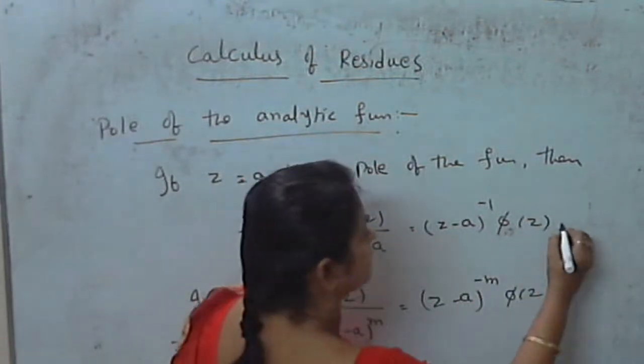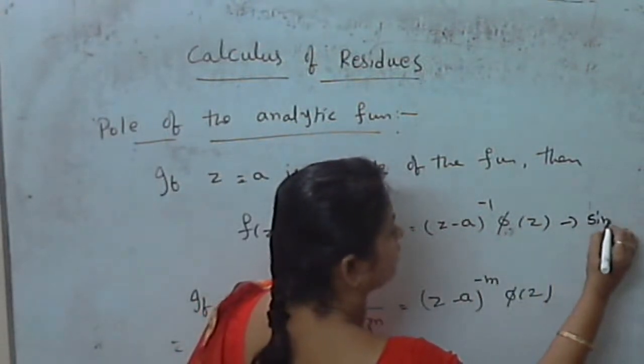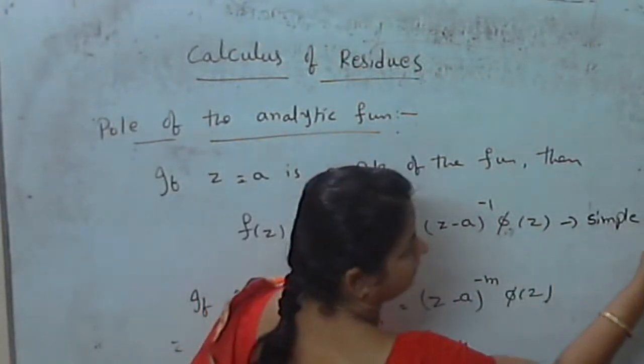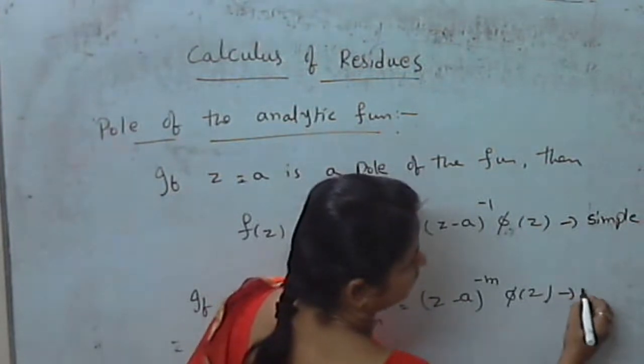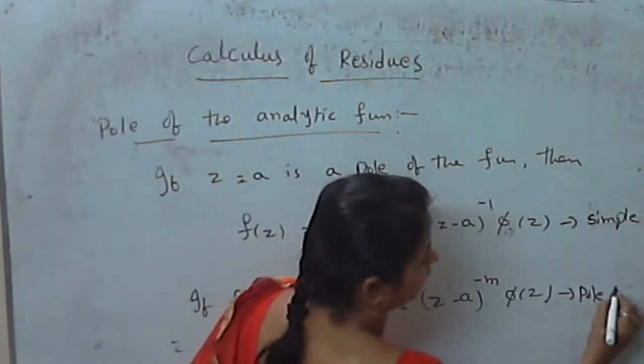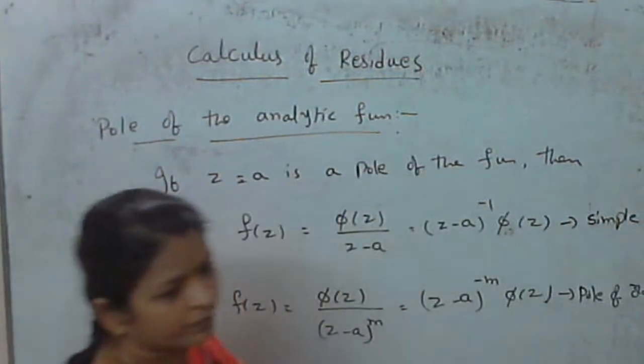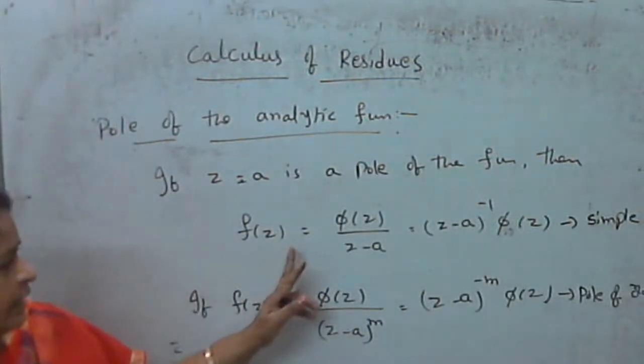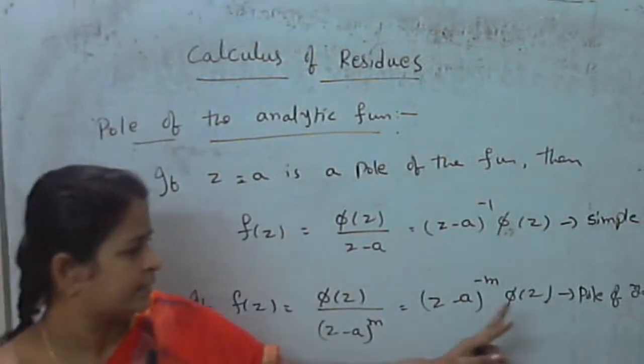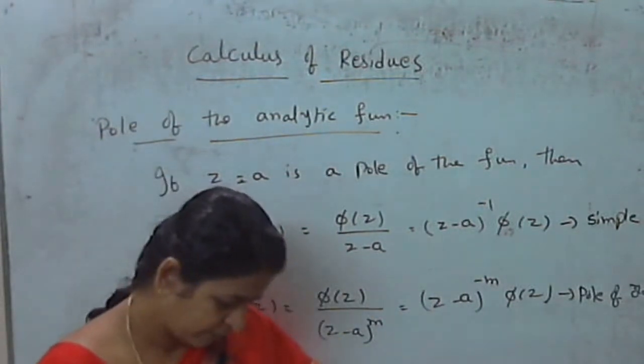In the first case, it is a simple pole. Here, z equal to a is a pole of order m. So in the first case, z equal to a is a simple pole, and in the second case, it is a pole of order m.